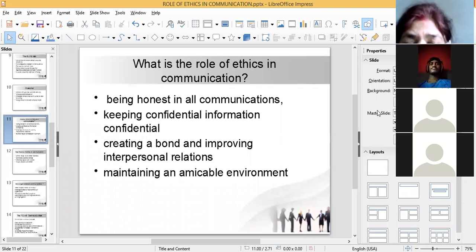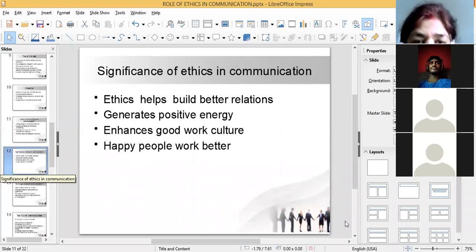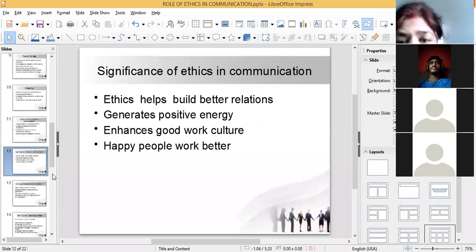So, maintaining an amicable environment. With ethics, you can maintain a friendly environment. Amicable means friendly. The work environment will be good. Work ethics will be good. And the significance of ethics in communication is that ethics helps build better relations, generates positive energy, enhances good work culture, and happy people work together. Happy people work better. Teamwork is dream work.